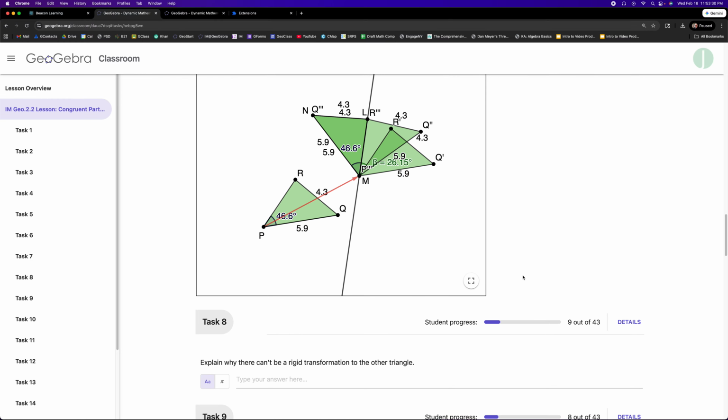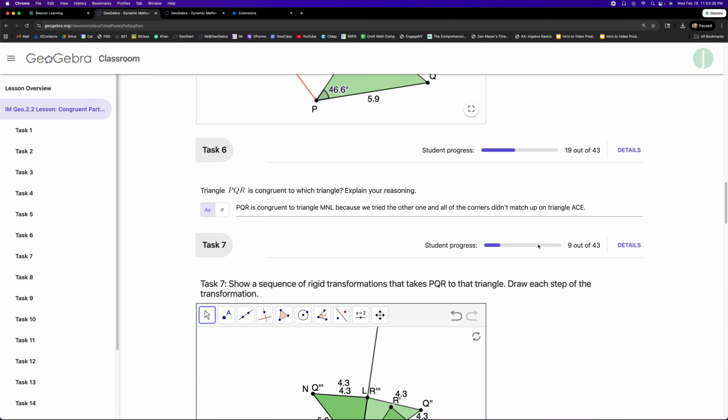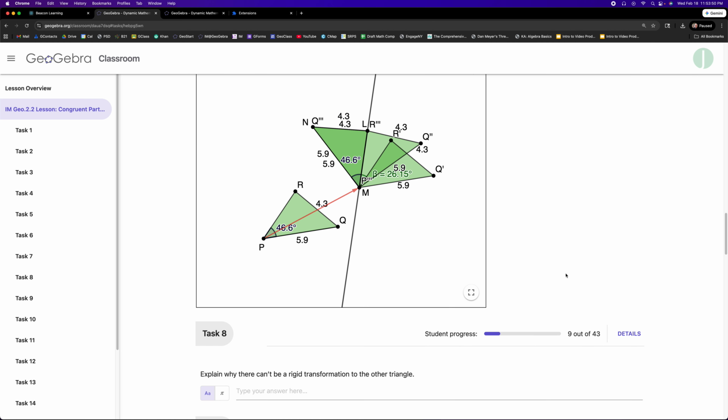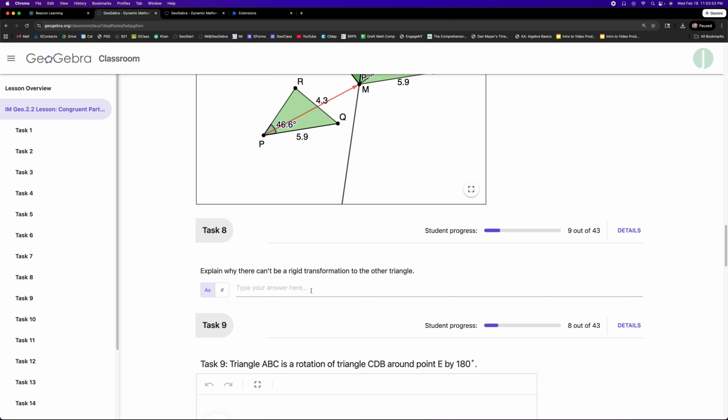Okay, so explain why there can't be a rigid transformation to the other triangle. Well, the other one is not the same shape, right? It's close to the same size, I guess, but it's not the same shape. It's not the same triangle. So unless you stretch it, you're not going to make it work, okay? So you would have to do a non-rigid transformation. You would have to flex it somehow in order to make it fit. And so they're not the same shape. The answer to this question is, it's because they are not the same shape, okay?